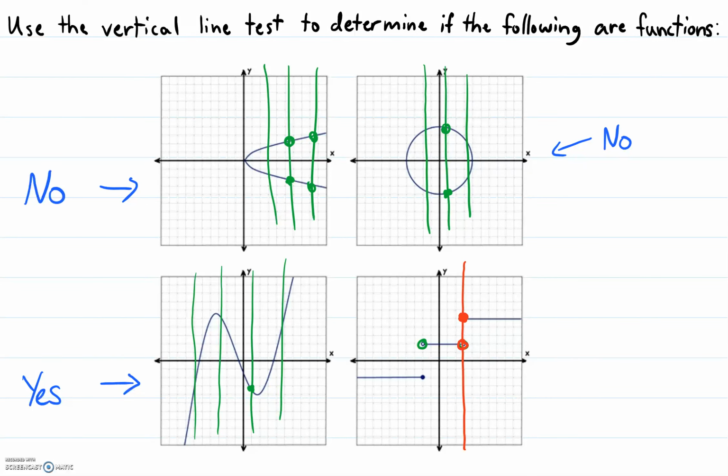And so therefore, if you have something stacked up where you have a hole and a solid point, that would still be a function because it does not violate the vertical line test. So this example would be yes. Now, if you had the same example in the bottom right-hand side, but you had a solid dot in both of the slots in question, then of course that would violate the vertical line test, and that would not be a function.